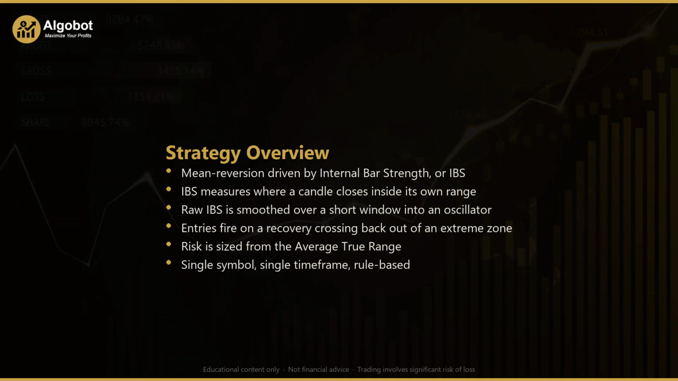This approach is designed for traders who are curious about counter-trend and reversion techniques, and who prefer a clearly defined, rule-based signal rather than discretionary judgment. It runs on a single symbol and a single time frame, sizes its stop from recent volatility using the average true range, and sets its profit target as a fixed multiple of that risk. Everything you'll see is for educational purposes only. It is not financial advice, and like all trading, it carries real risk, including the risk of loss. Let's look at how the logic fits together.